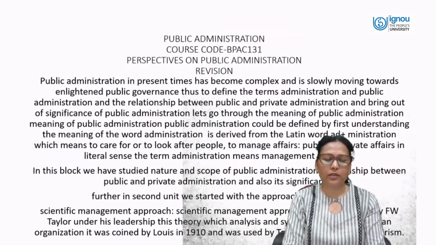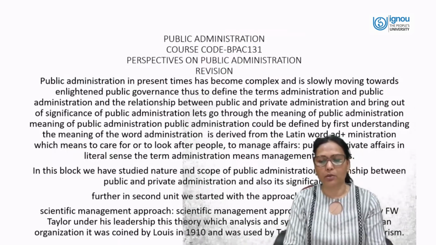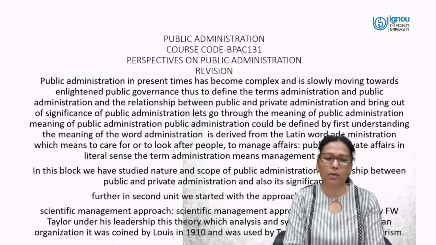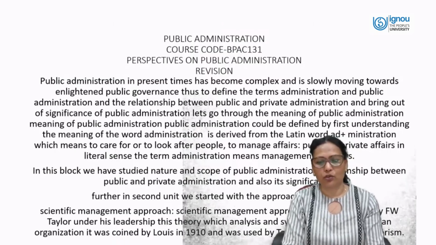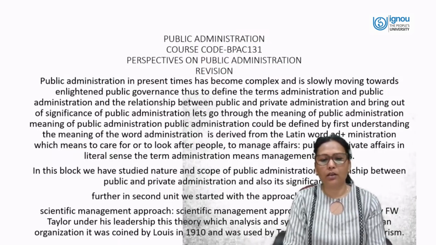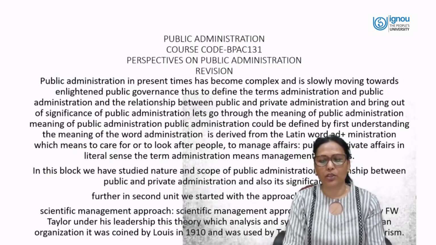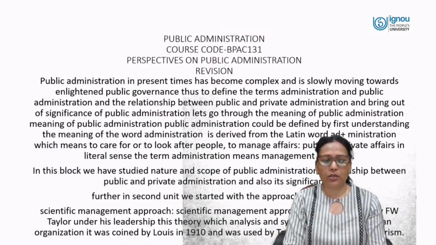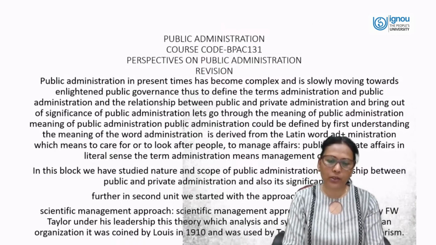In this block, we have studied the nature and scope of public administration, the relationship between public and private administration, and also its significance. Further, in the second unit, we started with the approaches. First was the scientific management approach.